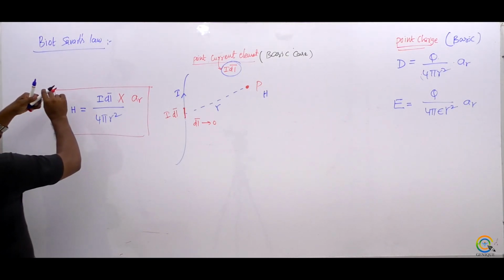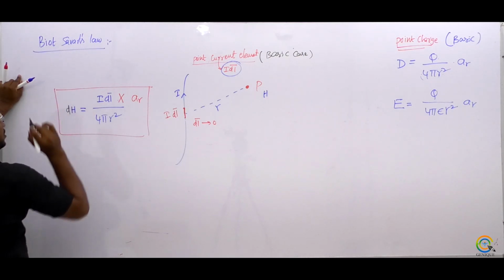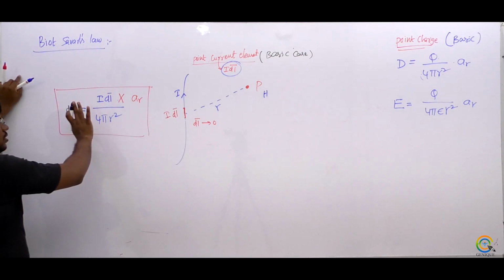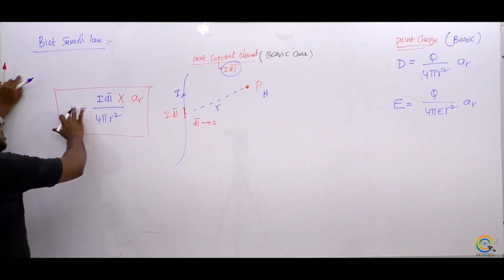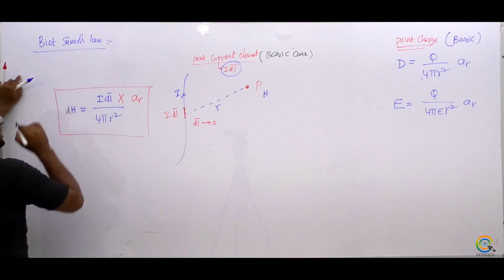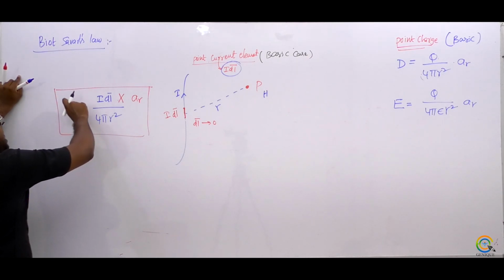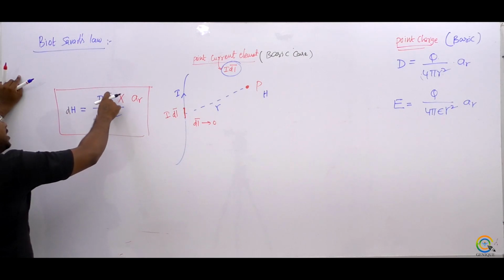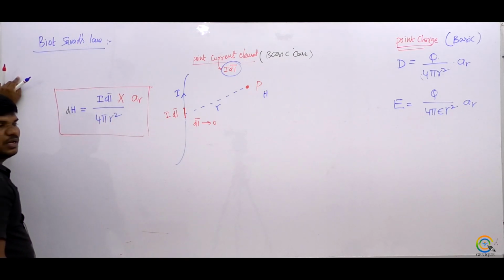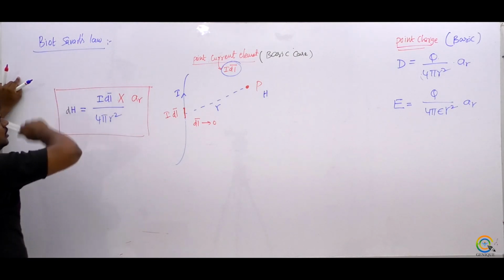And some people will write this as DH also, or some people will write H also. You can also write this as DH. DH is nothing but the magnetic field intensity due to the point current element.